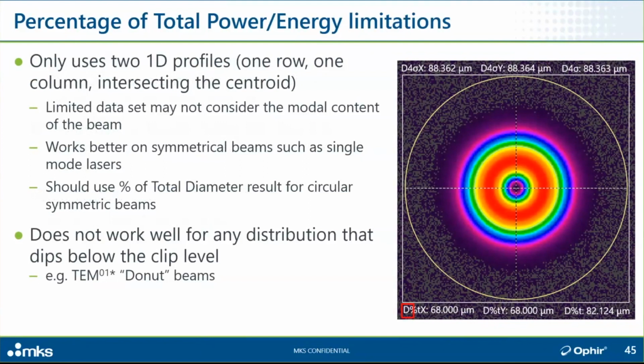The percentage of total power method really shouldn't be used on a donut TEM01 star distribution. You can see we have 4 sigma measurements along the top for X, Y, and diameter. And at the bottom we have the percent total X, Y, and diameter. The X and Y measurements are clearly off by about 20 microns. This is because that dip down to near baseline levels in the center really messes with those width measurements. It really can't be used at all. The diameter measurement, because it is counting all of the pixels in the two-dimensional area, does get a little bit closer, but still misses the mark.